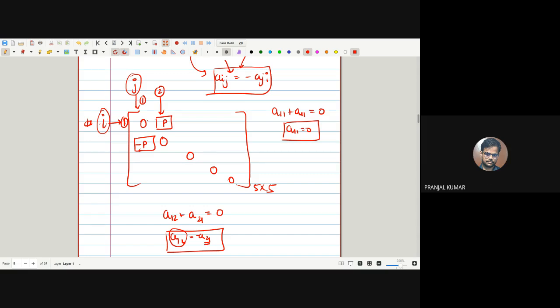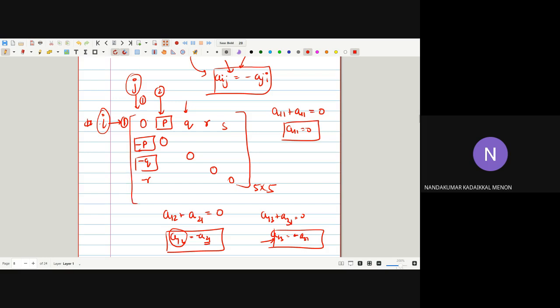Similarly for this also, A13 plus A31 is equal to 0. This implies A13 is equal to minus of A31. Now let's take Q for A13, so this would be minus Q. Similarly R, minus R. P, Q, R, S, minus S. Sorry, here, first row, first column, minus S. So it is going like this.